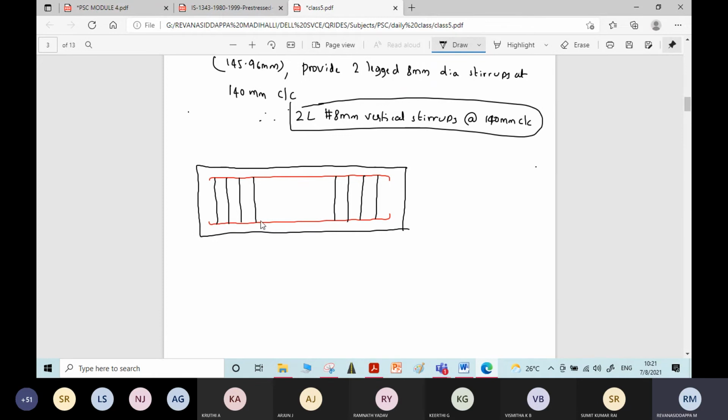Okay, at the support you give stirrups at 140 mm center, and at the mid span, okay, means at the middle third of the span, you can slightly increase the spacing. You can slightly increase the spacing. Okay. Because at the middle third span, the shear force will be less only. Okay, at the support it increases.